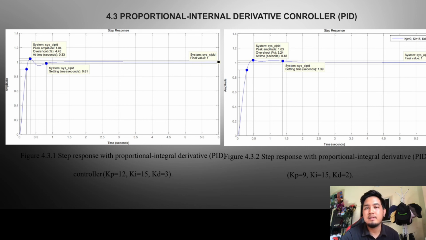Additionally, as shown in figure 4.3.2, the overshoot can be decreased for the PID controller with KP9, KI50 and KD2 at the expense of a slightly increased settling time.